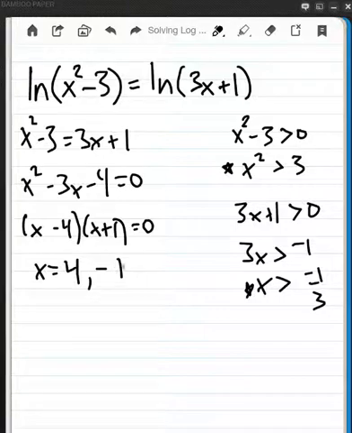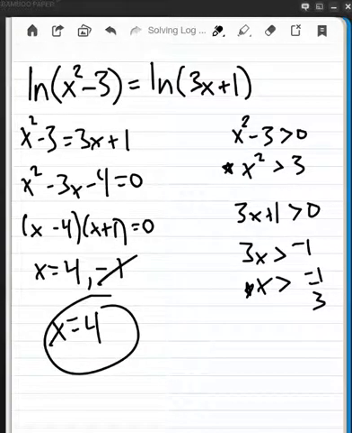So negative 1, if it fails once, it's not allowed to be accepted as a real solution. But just showing you how I would check them both. Anyways, alright, so this is not a real solution. X equals 4 is the only real solution that exists for this equation.